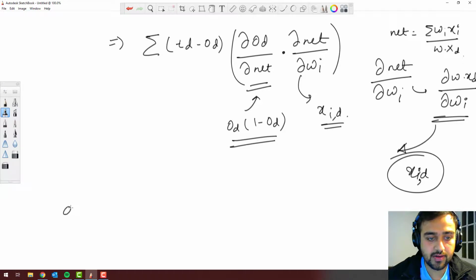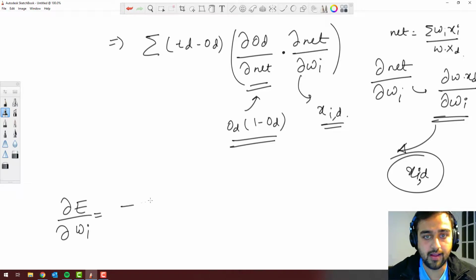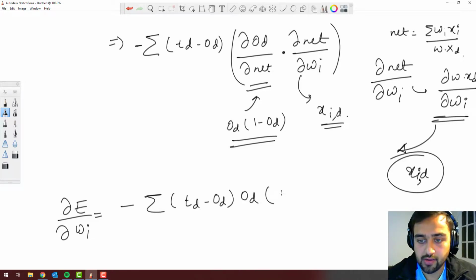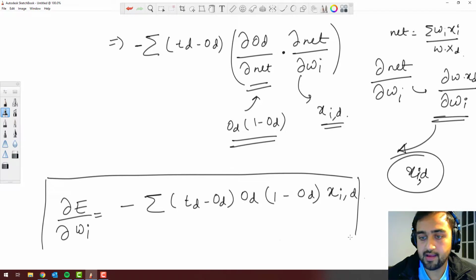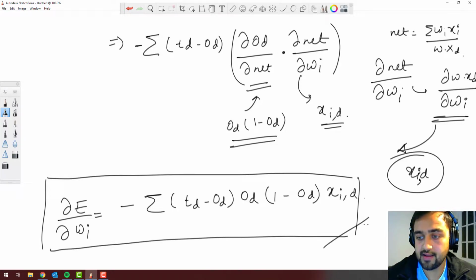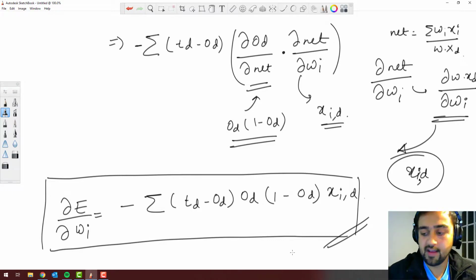This brings us to the partial differentiation of E with respect to w_i, which would result in, oh, we forgot the negative sign here because it was minus do_d by dw_i. We get (t_d minus o_d) into o_d into (1 minus o_d) x_{i,d}. Right, this is the result when we're using a multi-layer perceptron. Now let's explain how we use backpropagation.